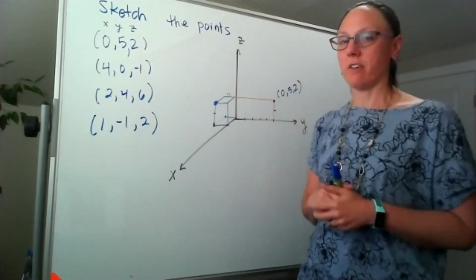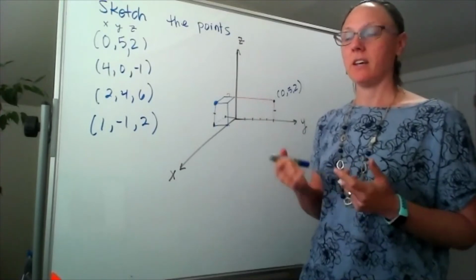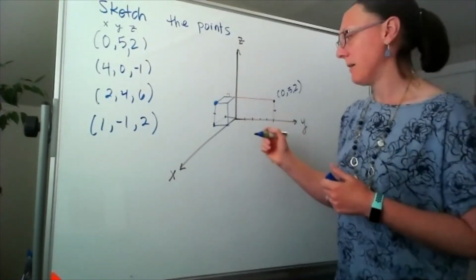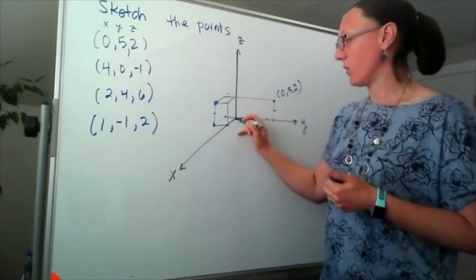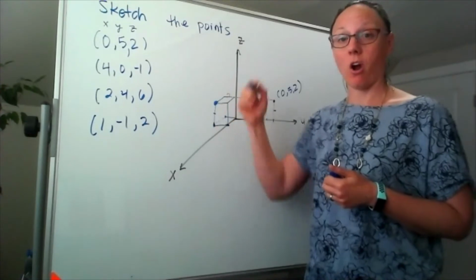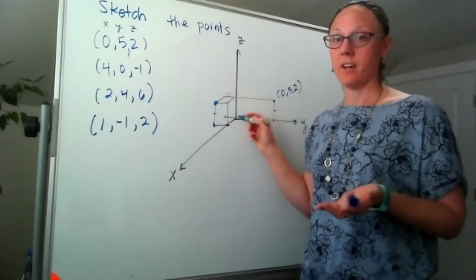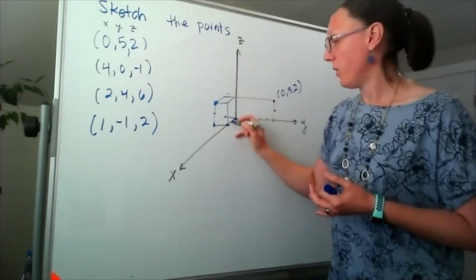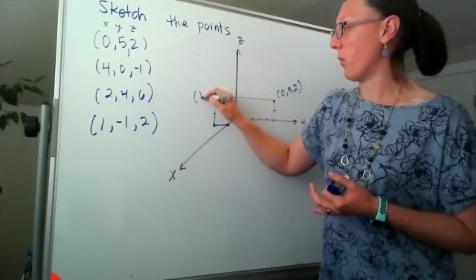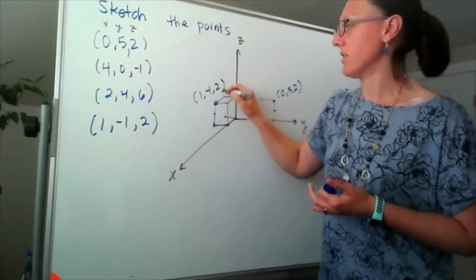Again, you don't actually have to do that to get all your points. If you have to sketch a point in 3-dimensional space, what is expected of you is to show how you got there, meaning kind of mark off little tick marks for where those steps are, and then to label the point (1, -1, 2).